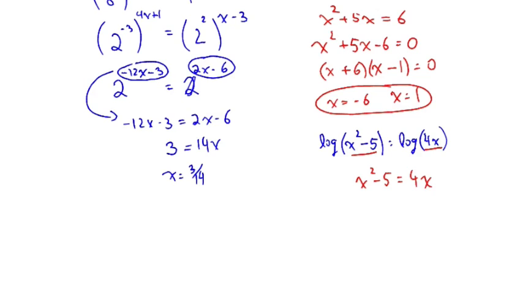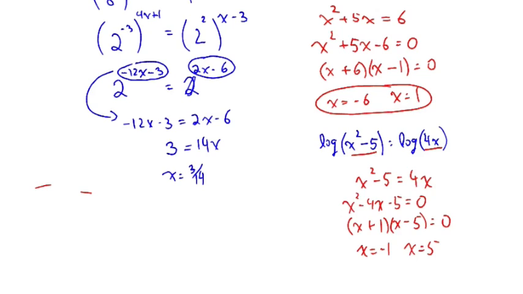All right, how do you solve that? So you get x squared minus 4x minus 5 is equal to 0. Does it factor? Yes. How's it factor? Negative 5, positive 1, x and x. And you get x is equal to negative 1 and x is equal to positive 5. Are both of them the answers? No.